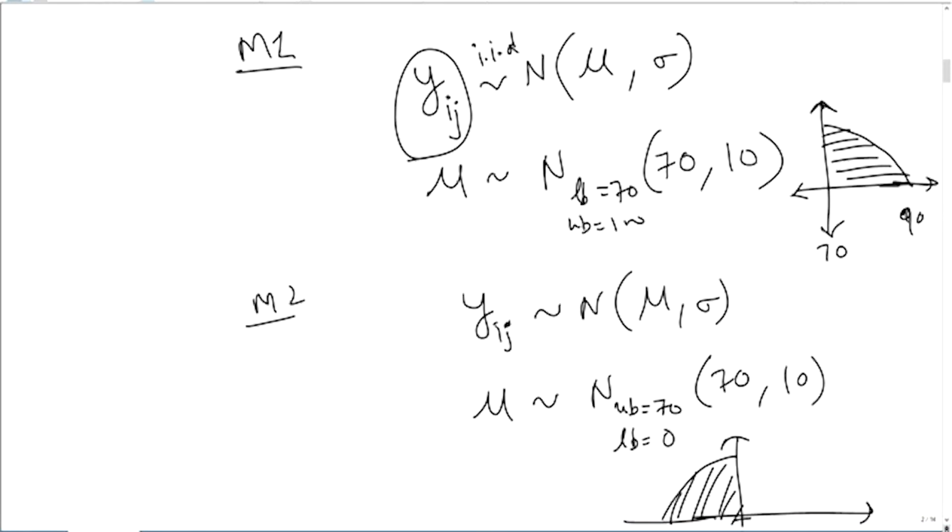Second, marks scored by each student are coming from the same distribution, that marks scored by student 1 and marks scored by student 40, they all are coming from the same distribution. Okay, that's the assumption we are making here. So it doesn't matter who the student is and to which school the student belongs, their marks are coming from the same distribution, normal, mu, sigma. So that's our identical distribution assumption.